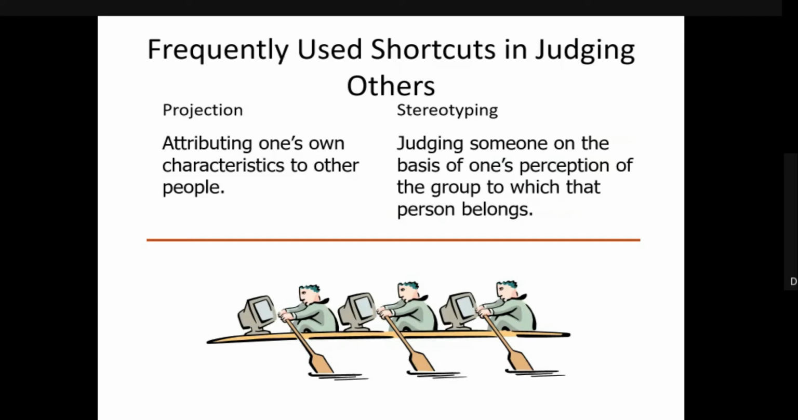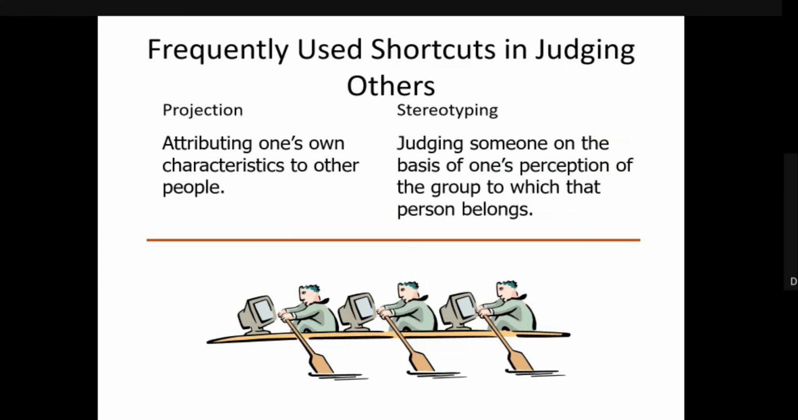Another is projection and stereotyping. Projection is attributing one's own characteristics to other people. For example, if a manager goes overtime, I'm expecting that I want you to project also that kind of attitude. Which is sometimes not what happens. We each have our own preferences. So we should not do this in judging others.